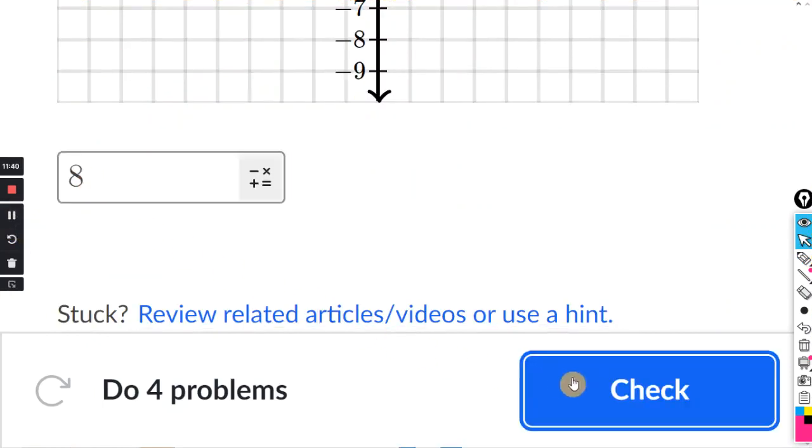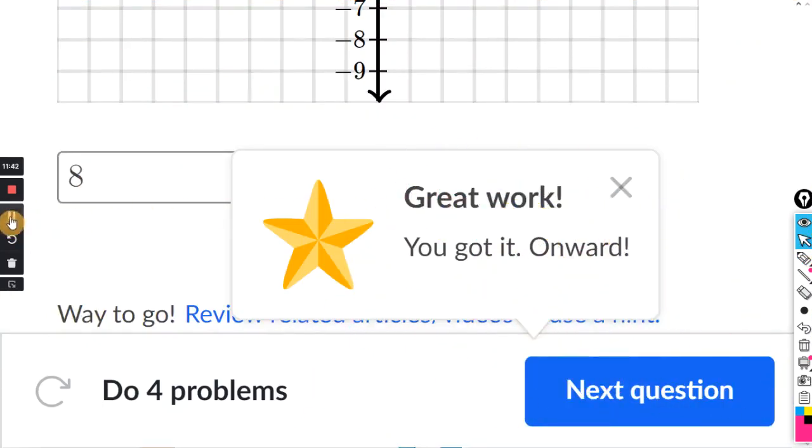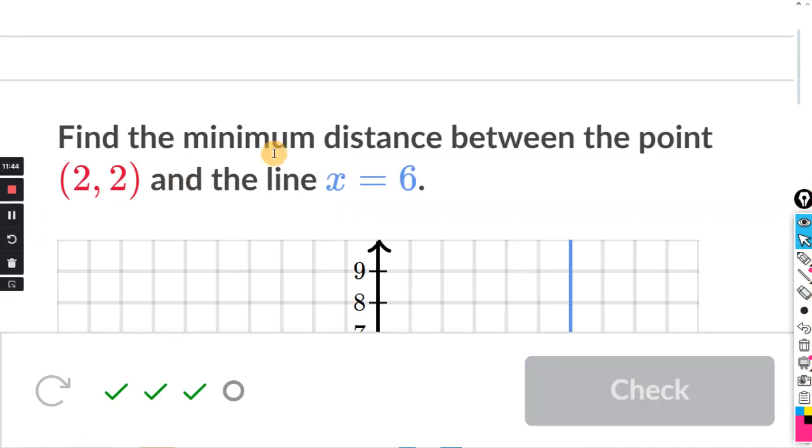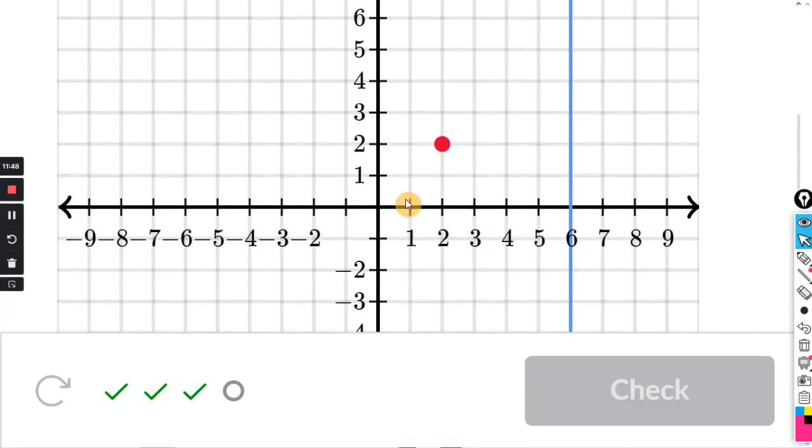Right in the box. All right, another easy one. Find the minimum distance between (2, 2) and the line x equals 6. Too easy, because they already gave us a vertical line. The perpendicular line is going to be horizontal, so just count. 1, 2, 3, 4. That's it, done.